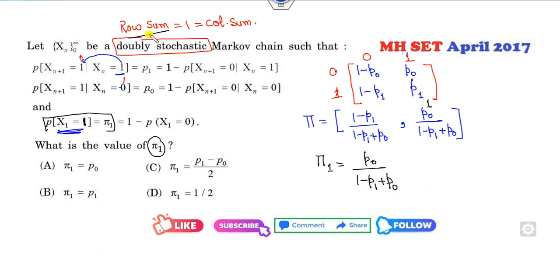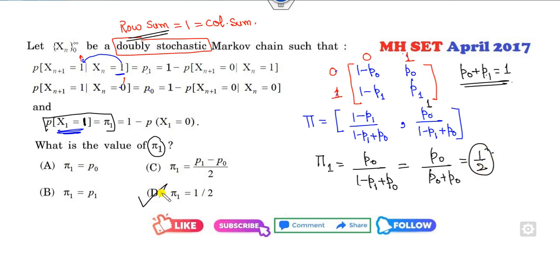Now since it is doubly stochastic, the sum of them will also be 1. P0 plus P1 is also 1. So I can substitute here: 1 minus P1 is my P0, so it becomes P0 plus P0. So that means half is the right answer. So pi 1 is half, that is my correct answer.